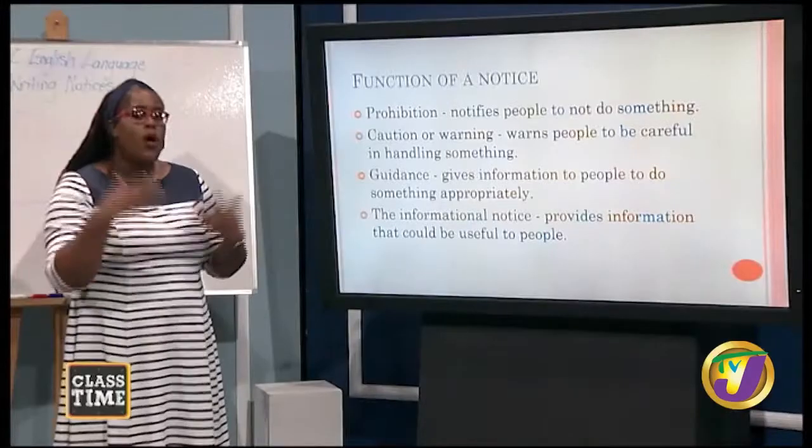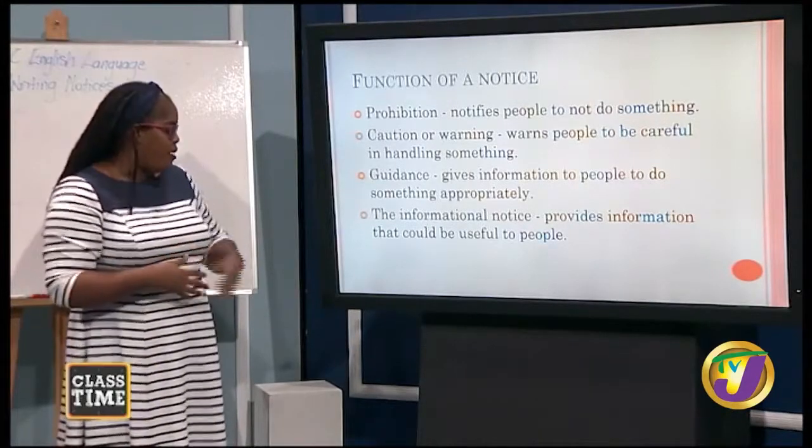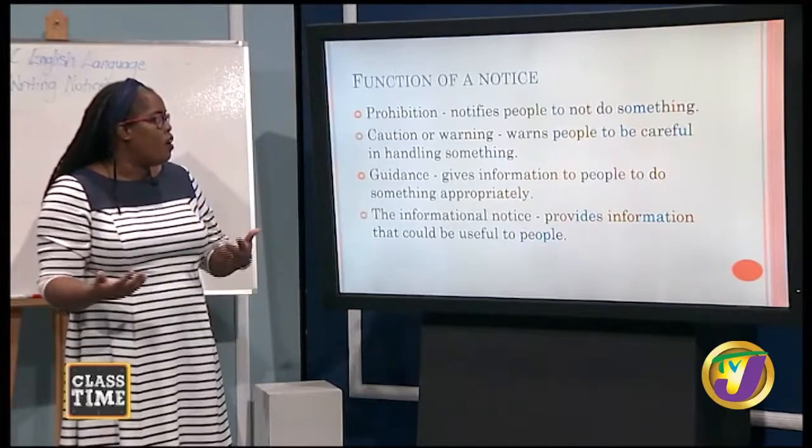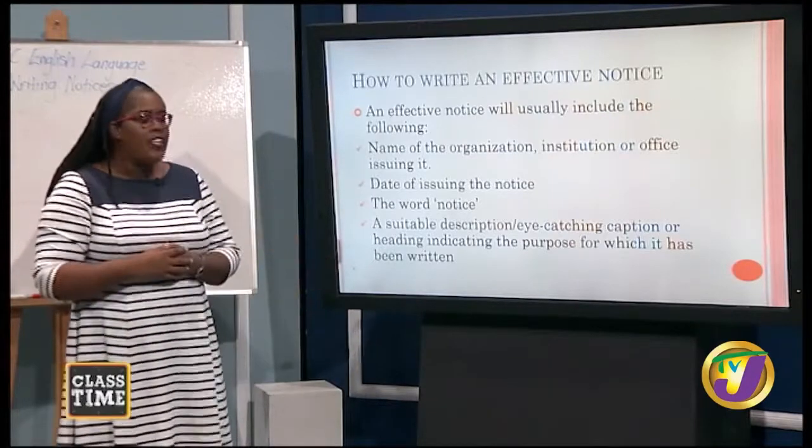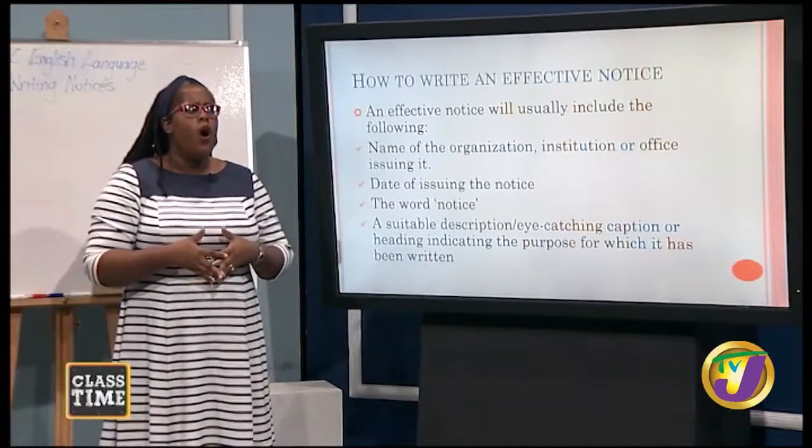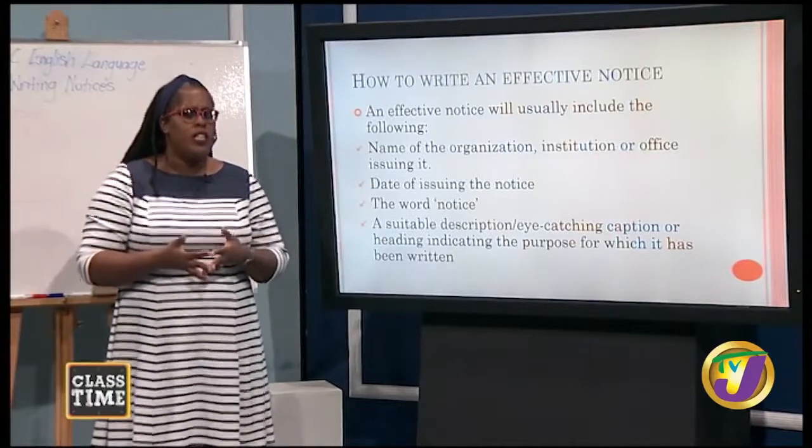Can't think of one right now, but we think of it as we go along, right? So these are the different functions of a notice. All right, now we're moving on to how to write an effective notice.